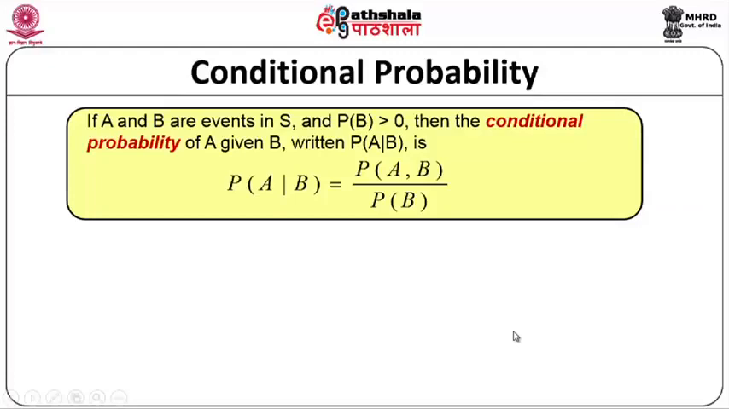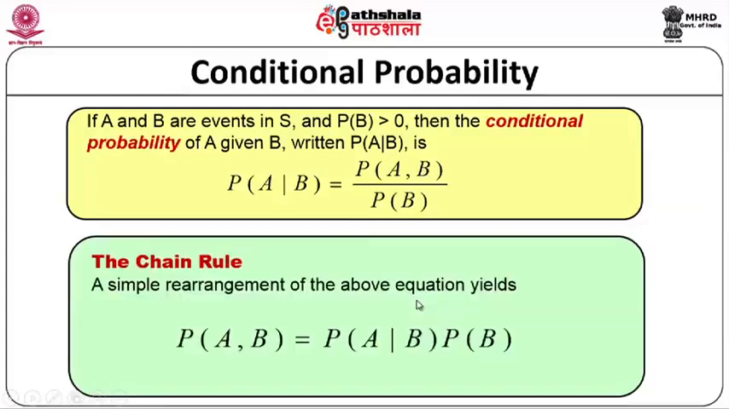Now, how we can define conditional probability is, if there are two events A and B associated with the sample space S, and the probability of B, that is the second event, is greater than 0, then we can define the conditional probability of A given B. How this may be written is probability of A given B. Here the event B has already occurred. Now, we are trying to identify the chance of A occurring, which is equal to probability of A and B divided by probability of B.